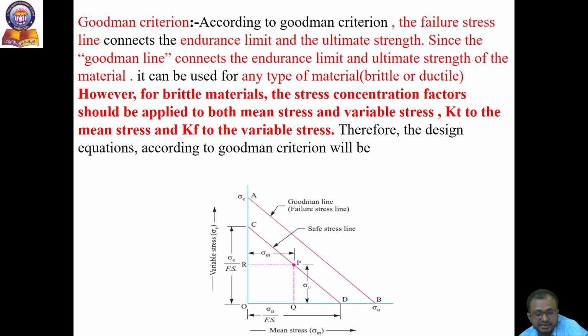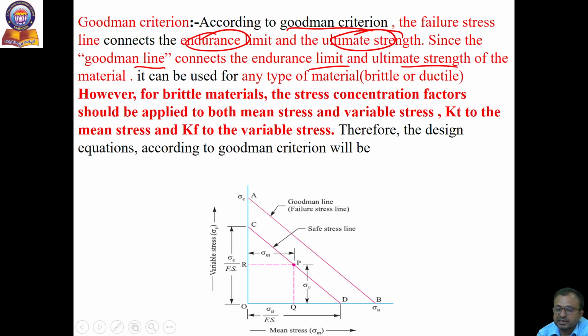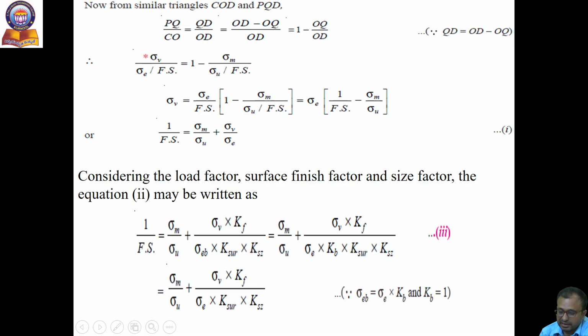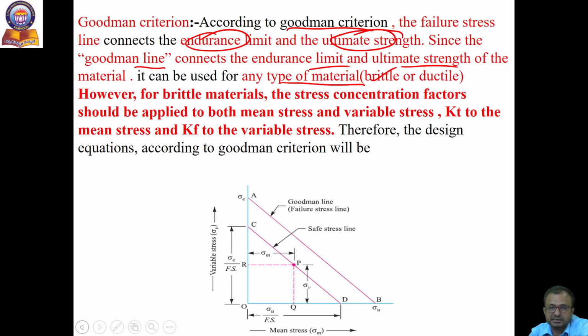Then the other criterion is the Goodman criterion. This is almost similar to the Soderberg criterion. The only difference is that here we take the ultimate strength. According to the Goodman criterion, the failure stress line connects the endurance limit and the ultimate strength of the material. It can be used for any type of material, brittle or ductile.